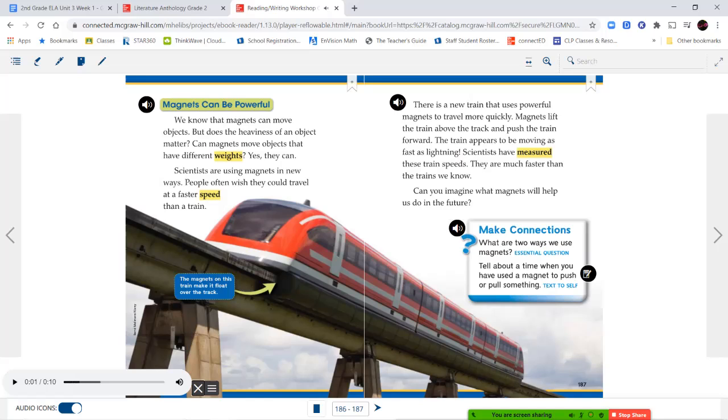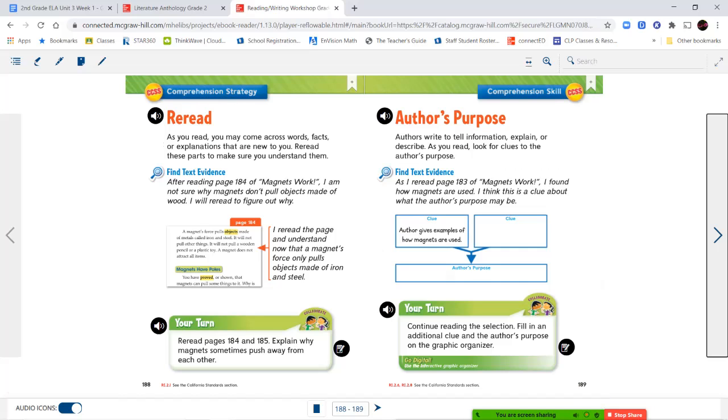Make connections. What are two ways we use magnets? Tell about a time when you have used a magnet to push or pull something.